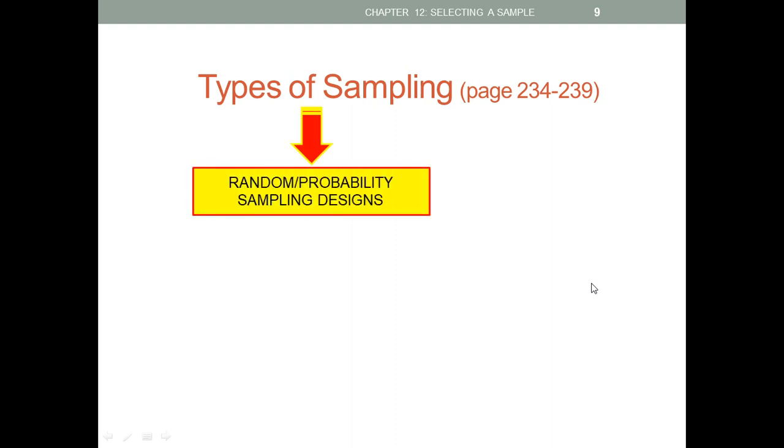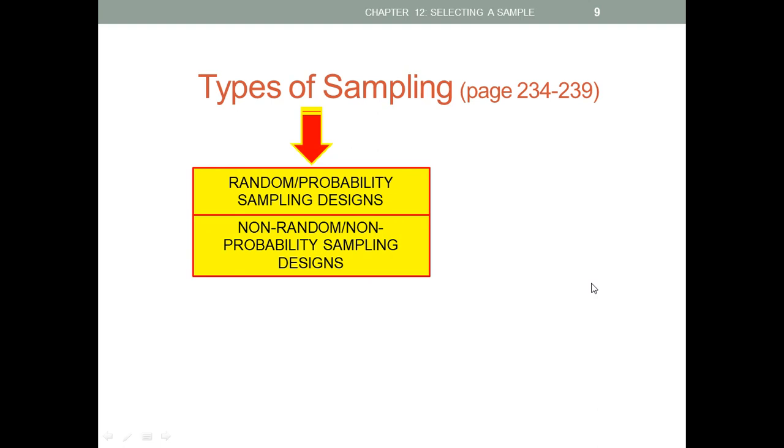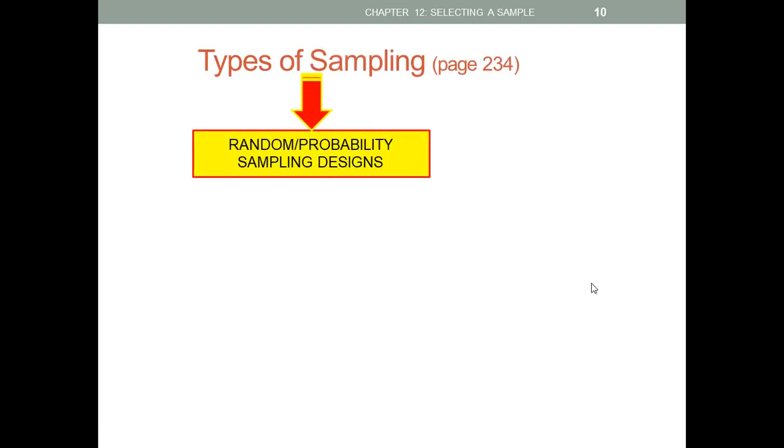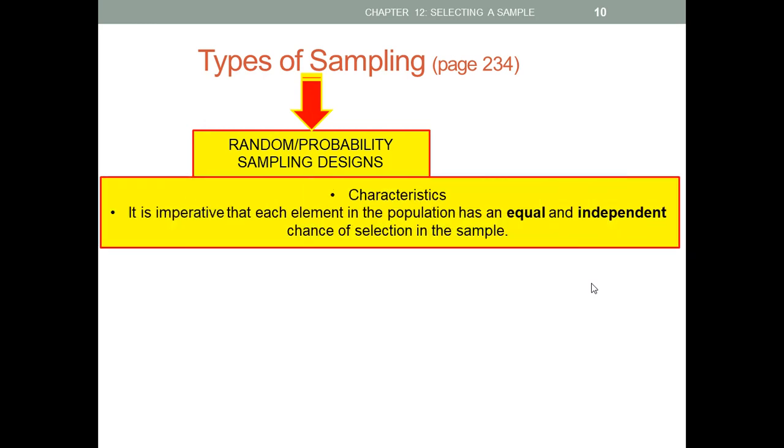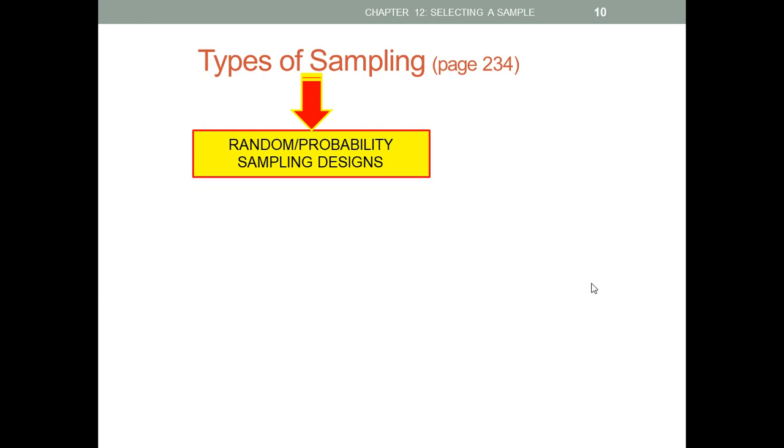So there are 3 types of sampling in quantitative research. The first type is random or probability sampling designs. The second type is non-random or non-probability sampling designs. And the last one is a mixed sampling design. So we are going to specifically cover random or probability sampling designs.